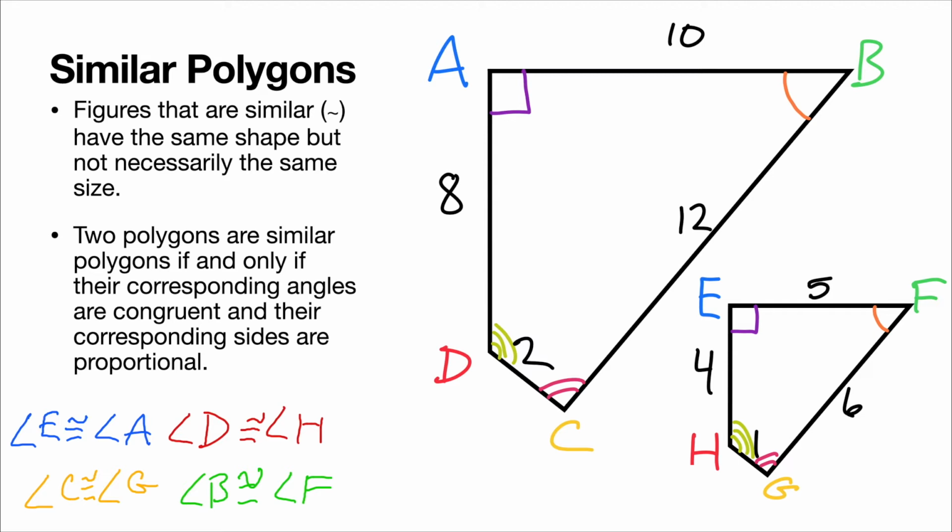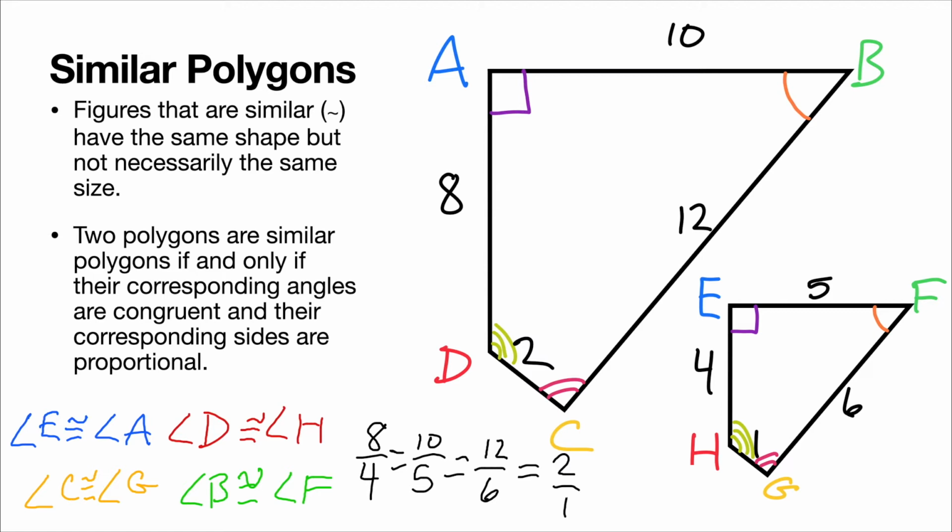And if I was to go into all of these sides, I would say something like 8 over 4, which is AD over EH, is equal to 10 over 5, which is AB over EF, which is equal to 12 over 6, which is equal to 2 over 1. So because of that, their corresponding sides are proportional. Each of these has a 2-to-1 ratio.